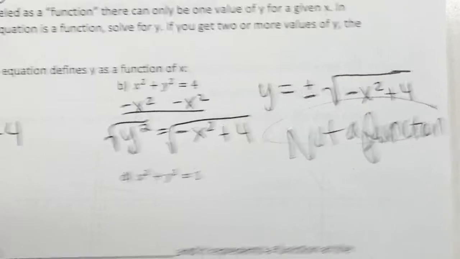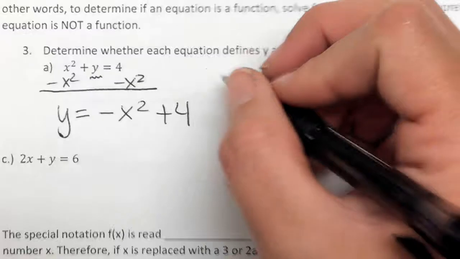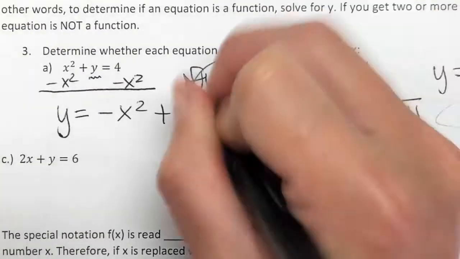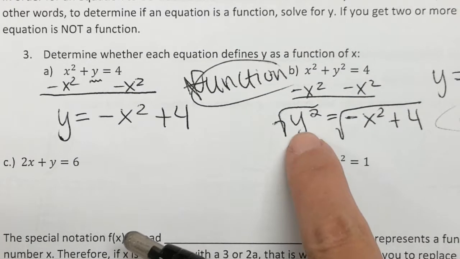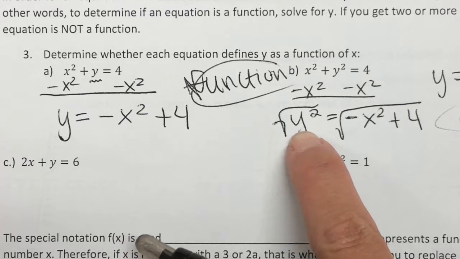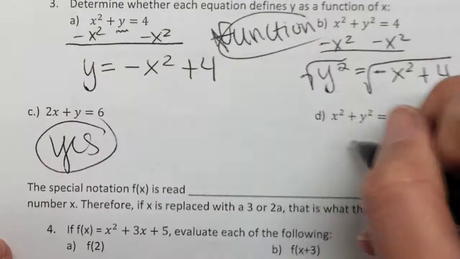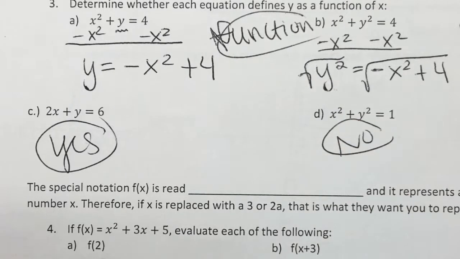So A was a function. We didn't have to take the square root. So somebody tell me a shortcut. Perfect. If you see a y squared in the function, you know it's not a function, because you're going to have to take the square root, right? So we just write that in that function. Correct. So is this one a function? Yes. Is this one a function? No. Because of the what? Y squared.